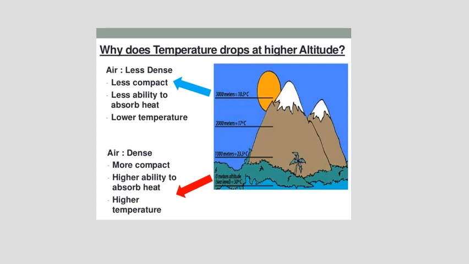So at lower altitude, the air is dense. If you remember, in the previous chapter we had studied that as the height goes on increasing, the density of the air goes on decreasing. So in the plain areas, the air is dense, it is much more compact, and it has greater ability to absorb heat. That is why the temperature is high. But as the altitude goes on increasing, the density of the air goes on decreasing. The air is less compact, it has lesser ability to absorb heat, and therefore it has lower temperature.